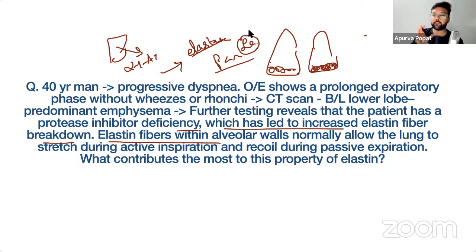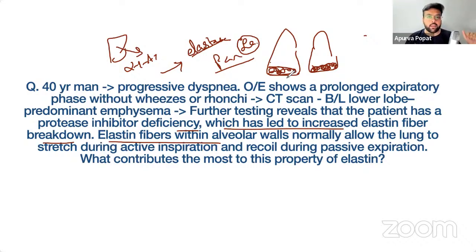So alpha-1 antitrypsin produced by the liver normally inactivates elastase, which is produced by neutrophils. And if you don't have enough alpha-1 antitrypsin, your elastase will just play around and digest all the elastic tissue, predominantly in the lower lobe of the lung, because neutrophils can go to the place where there is rich blood supply. And if you know the VQ ratio of the lungs, the lower lobe of the lung receives enough perfusion. That's why elastase predominantly damages the lower lobe of the lung.